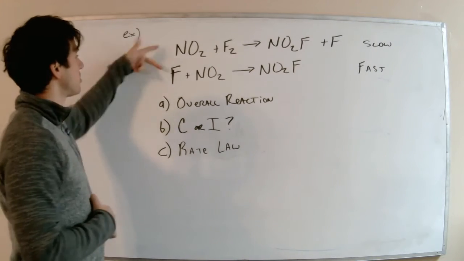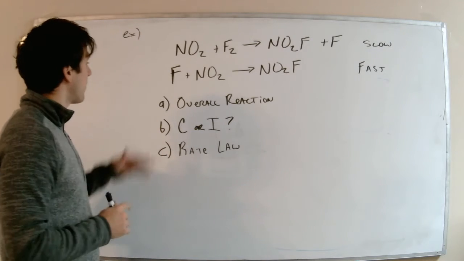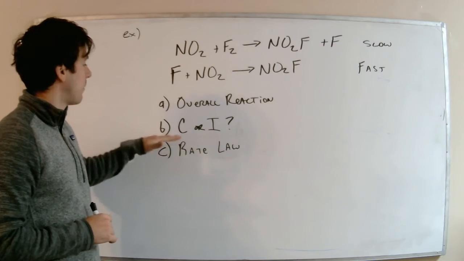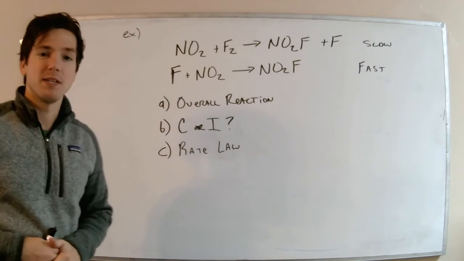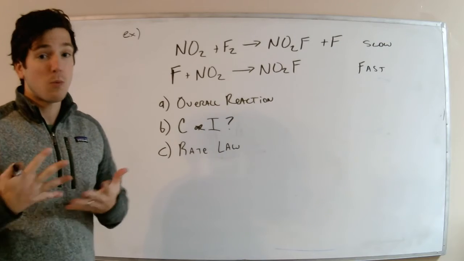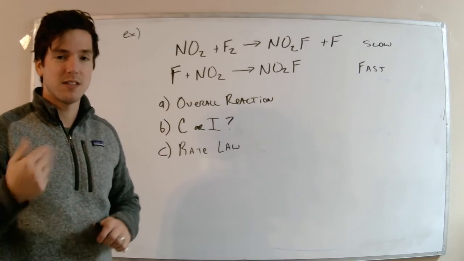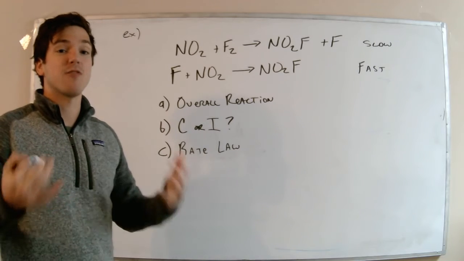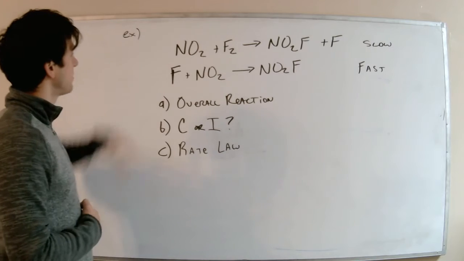So these are just 2 mechanisms. There's no overall reaction given. And what I want is I want the overall reaction. I want you to tell me if there's any catalysts or intermediates, and I want you to tell me the rate law. So one thing I just want to ask you before we get into these is what is the rate determining step? Which one determines how fast the reaction is going? The answer is your slow step.